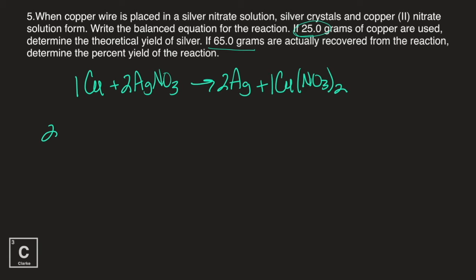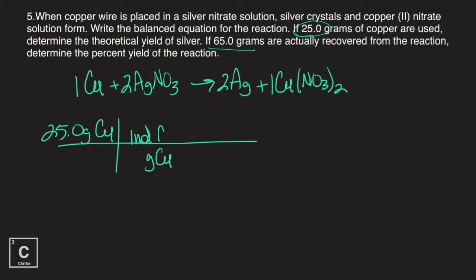So our given, 25 grams of copper. And then let's go see what we're solving for. Determine the theoretical yield of silver. Duh, silver, that's what we're trying to get. So we're going to bring down grams of copper. That's the molar mass, so I'm going to equal that to 1 mole of copper.